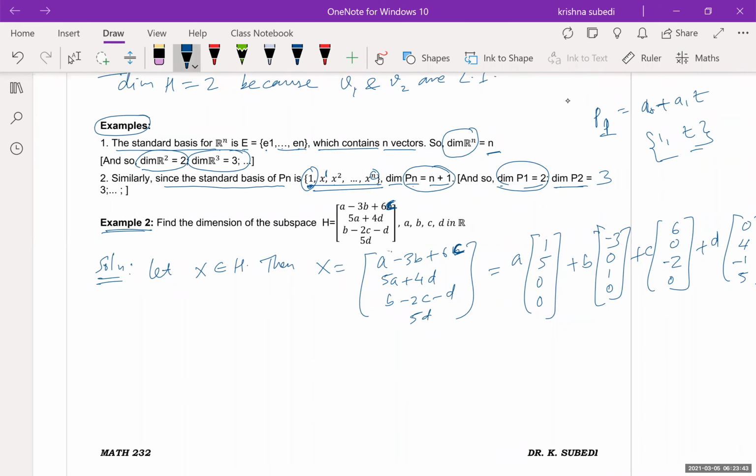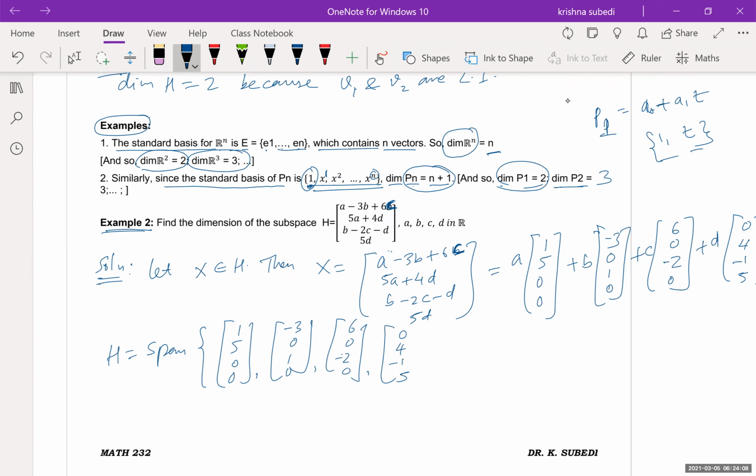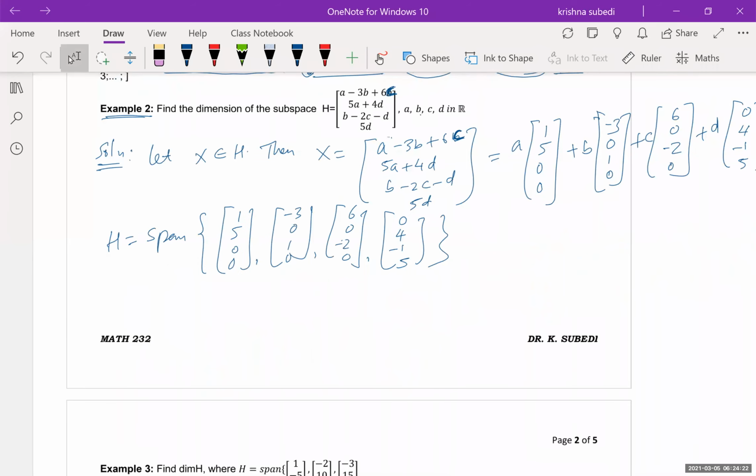Okay, so that means H is the span of all these vectors: 1, 5, 0, 0, negative 3, 0, 1, 0, and 6, 0, negative 2, 0, and 0, 4, negative 1, 5. All you need to do here is check whether they are linearly dependent or independent. So how can we check that? We consider a matrix, right?